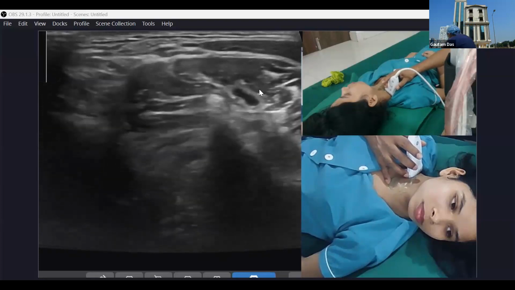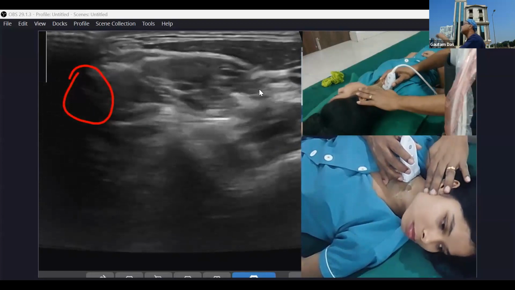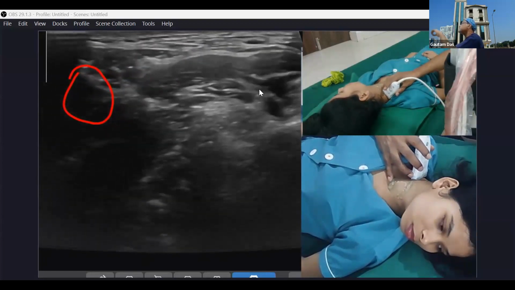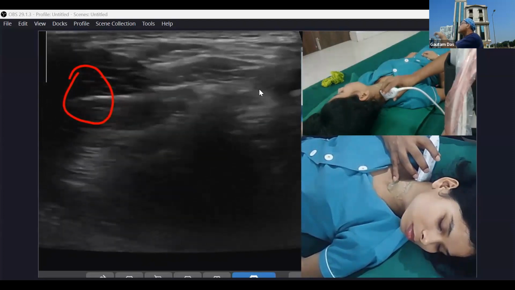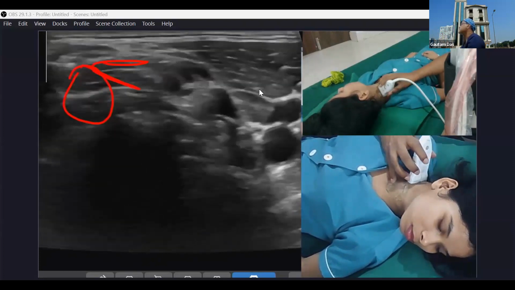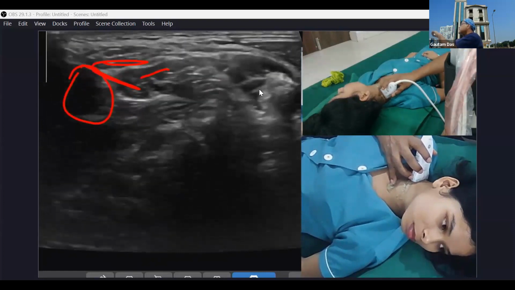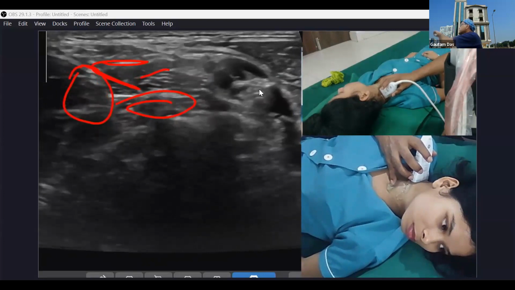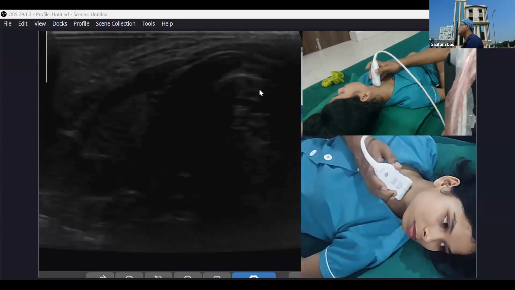And if I'm going still posteriorly, then what is coming now is your trapezius. This muscle is your trapezius. This is your levator scapulae, and this is your posterior scalene. This muscle is the posterior scalene. Okay, so these are the muscles in the anterior neck.